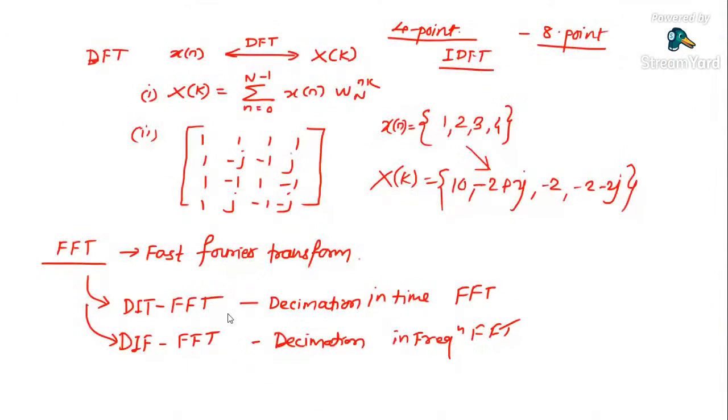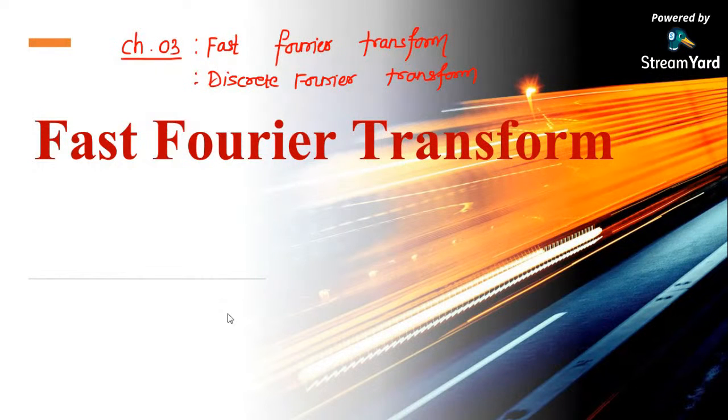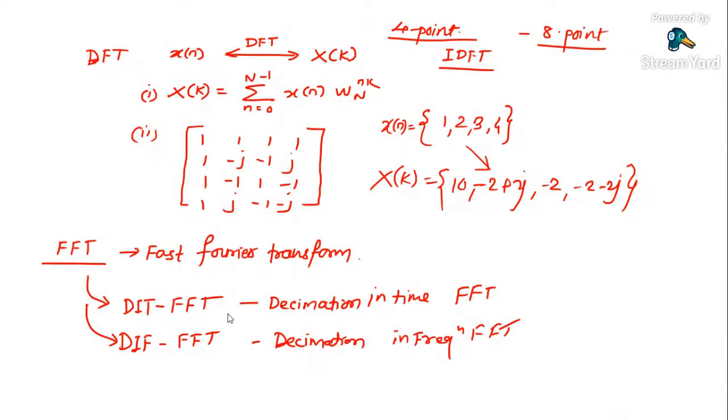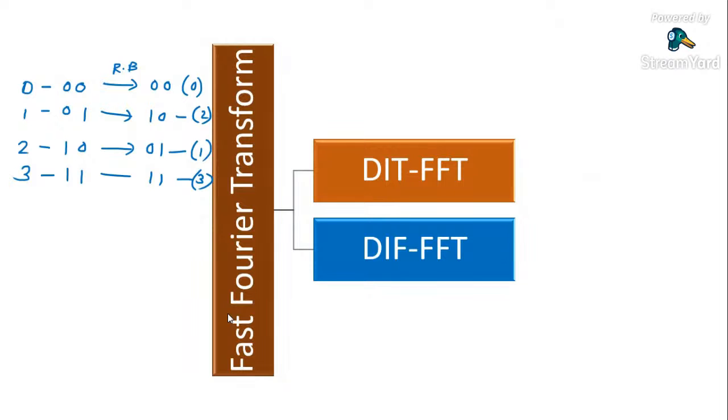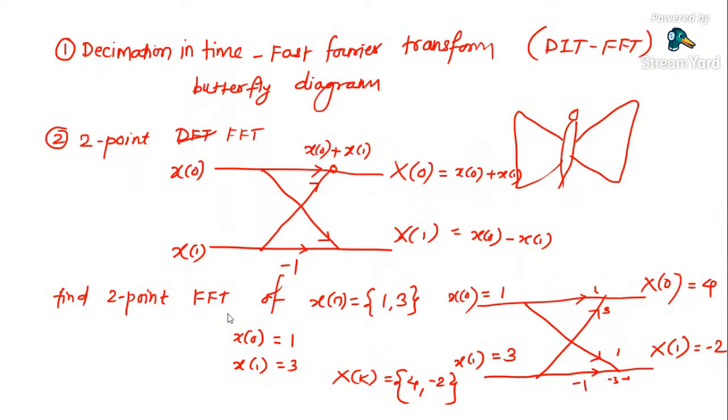So once again you can see here, the fast Fourier transform is a replica of the discrete Fourier transform. Only the methods are changed. DFT we have solved by using the formula, also by using the matrix. Then in fast Fourier transform there are two types, DIT FFT meaning decimation in time, and decimation in frequency. Then we have the 2-point FFT flow graph. We have calculated the 2-point FFT. This diagram is called the butterfly diagram.